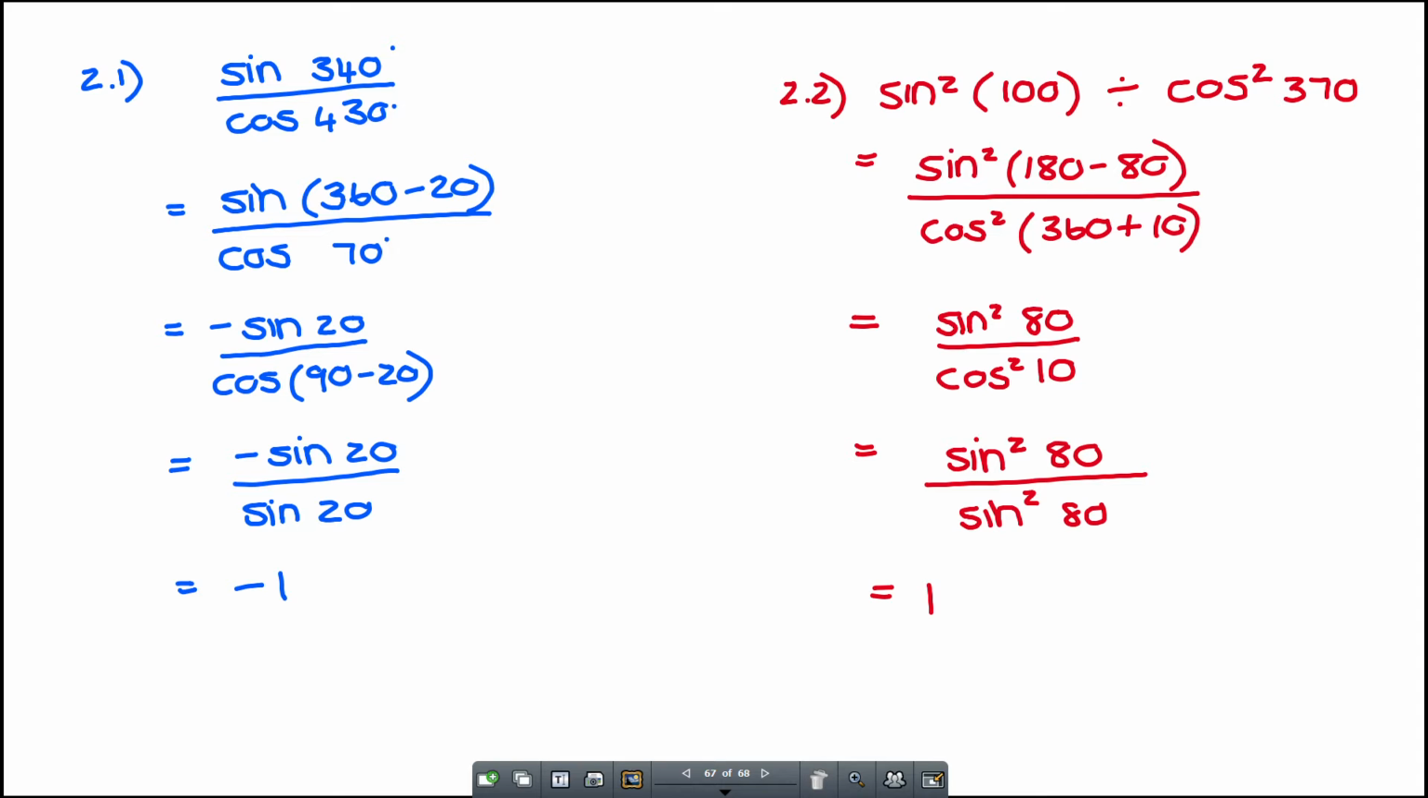Okay, laat ek hoor. Any questions at 2.1 or 2.2? Ja, wil jy vra? Dink jy nog? Kan ek skip? Okay.